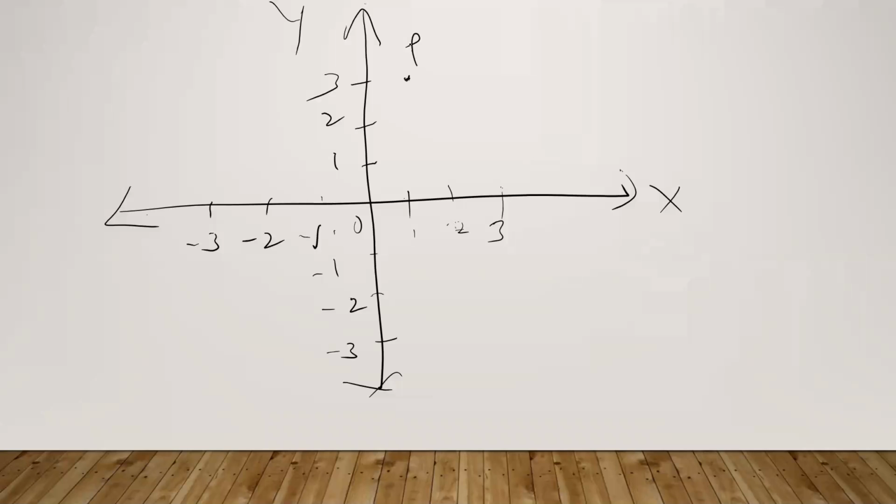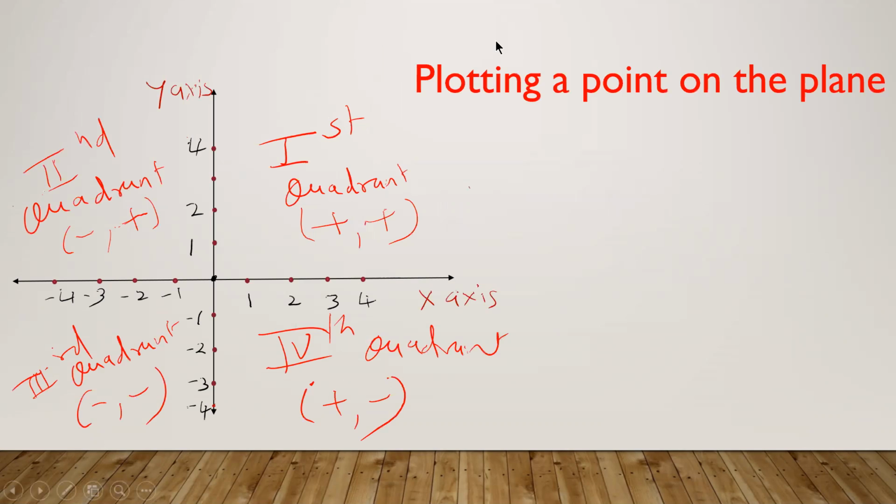So how to find out the x coordinate? From this point, draw a line which is perpendicular to x-axis and see where it meets. So this is meeting at the point 1. So I will say that the x coordinate is 1. From this point, draw a line which is perpendicular to y-axis and see where it meets. It meets at 3. So I will say that the point P has x coordinate as 1 and y coordinate as 3.